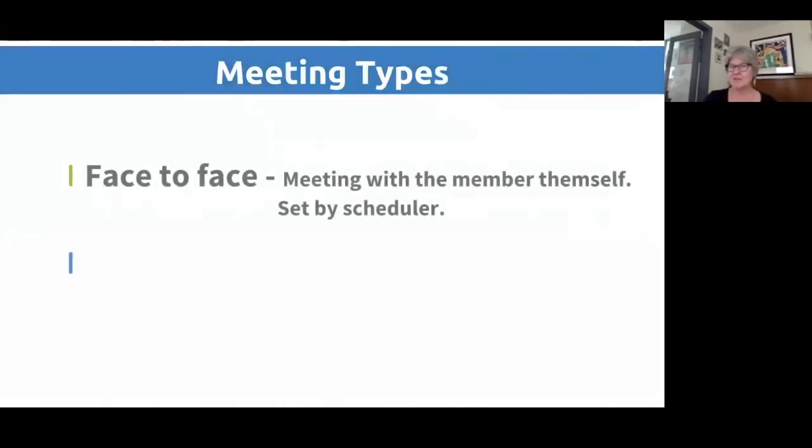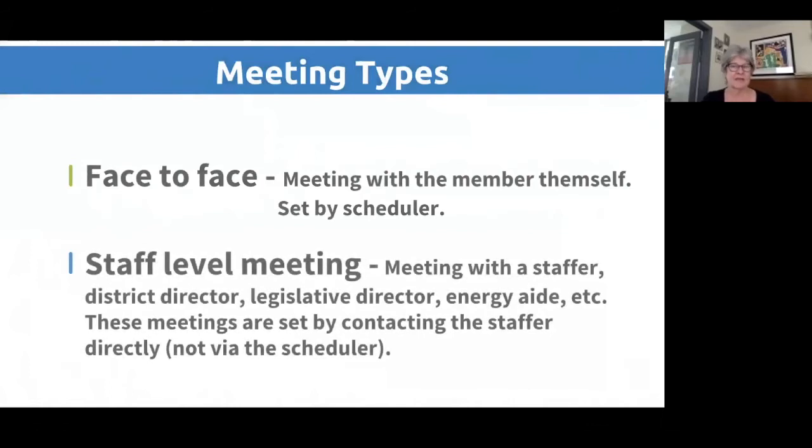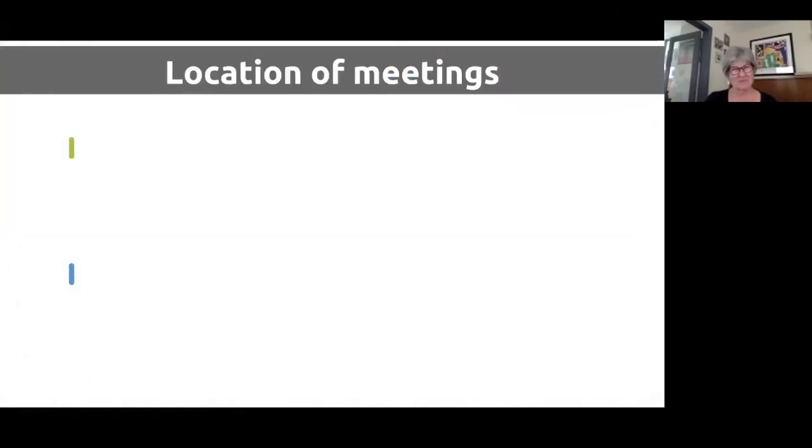A face-to-face meeting is a meeting with the member, him or herself, and that is set by that staff person called the scheduler. A staff level meeting might be with a district director, legislative director, energy, tax, or environment aide, and these meetings are generally set by contacting the staffer directly, not the scheduler. Again, that's kind of new information for you.